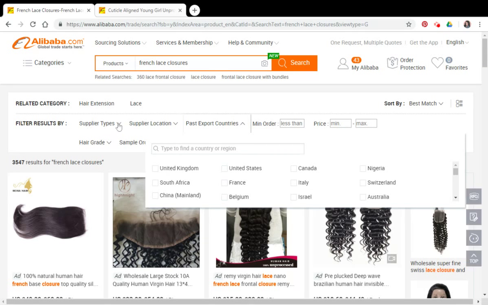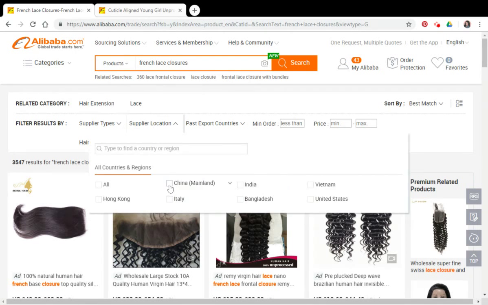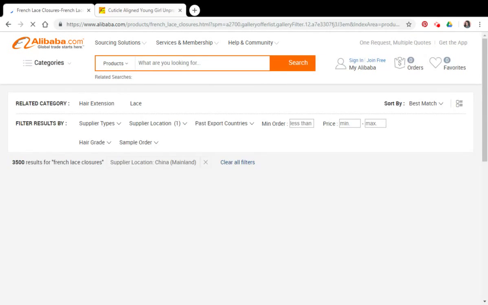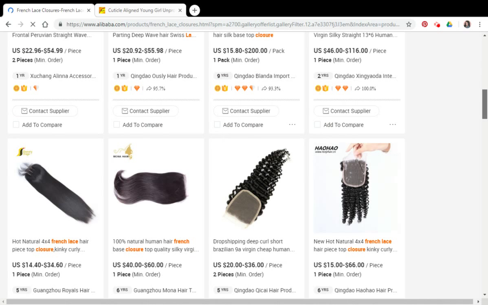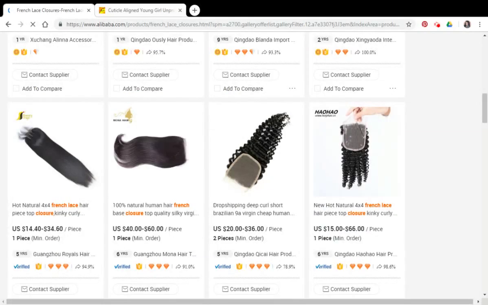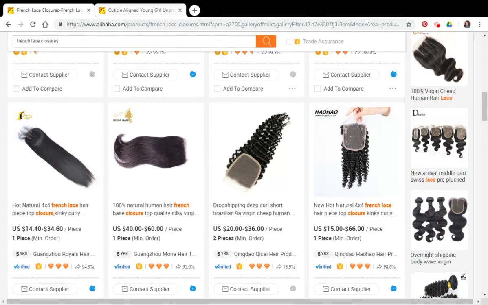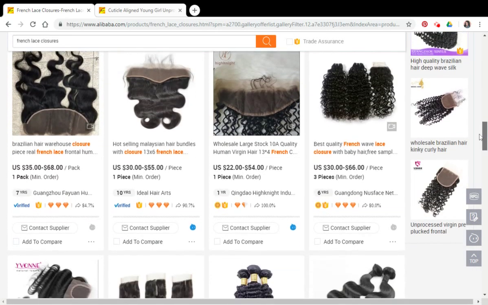Make sure we're on the right path with supplier location. I want to look in China first. Okay, so you want to look at the photos and make sure that the descriptions match. So if it says that it's a deep curly, the description should say deep curly. Also, the hairline should look natural, shouldn't look thick and bulky.